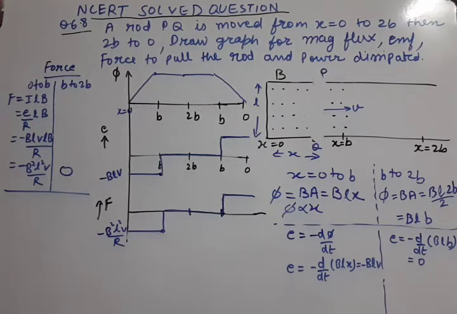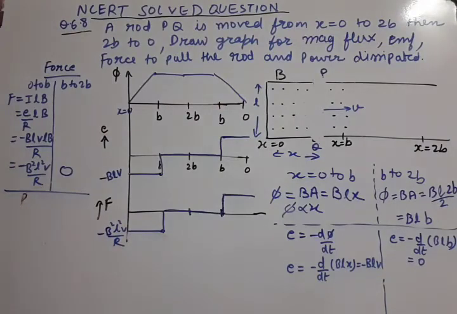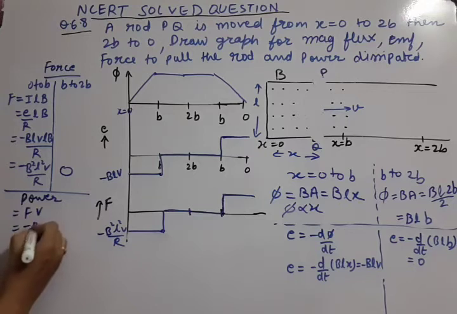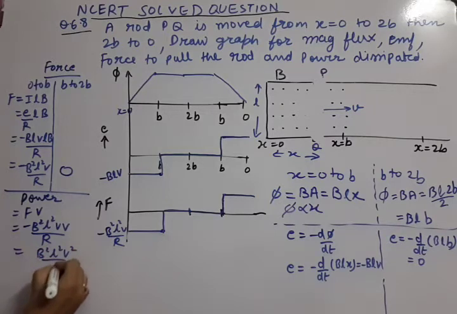Okay. After that we have to understand the power calculation. The last component is power. For the power formula you have to apply F into V, force into velocity. This is the power to move any conductor. So force into velocity. Force is already obtained, B square L square V by R, into one more velocity I am doing here. So B square L square V square by R will be the power term.